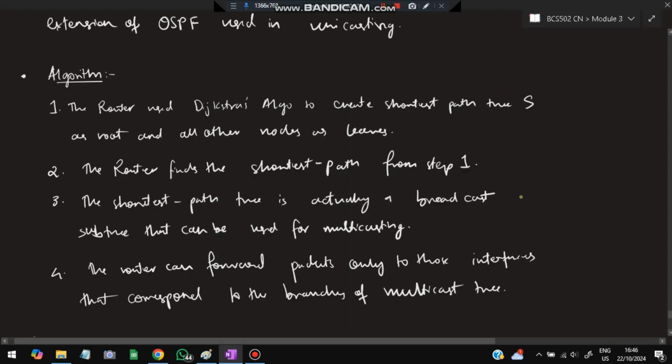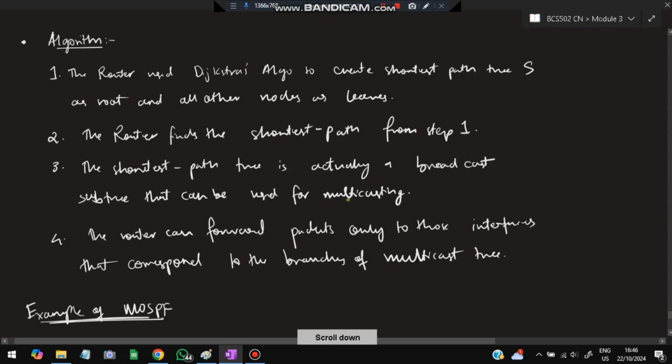What do you mean by broadcasting? See, in multicasting, we need to transfer data from one node to many other nodes. That is called broadcasting. So the subtree which is created by the shortest path can be used for multicasting. The router can forward packets only to those interfaces corresponding to the branches of the multicast tree. In that tree which is created, if the branches are connected to the leaf, only for that the data gets transferred.